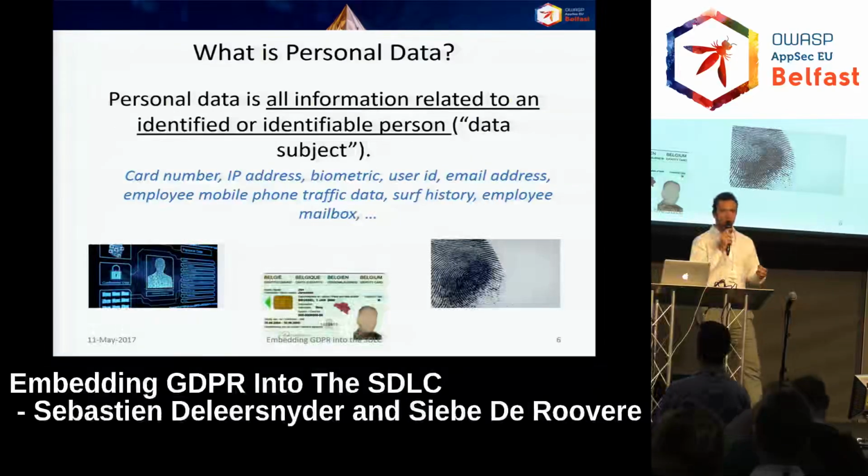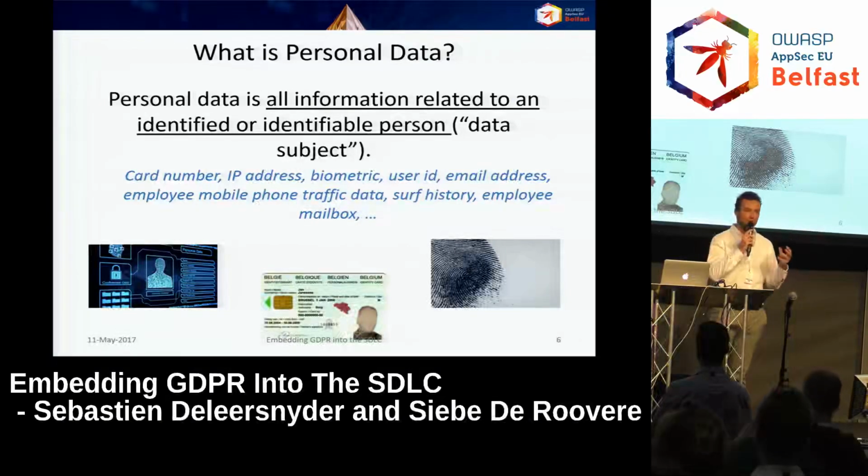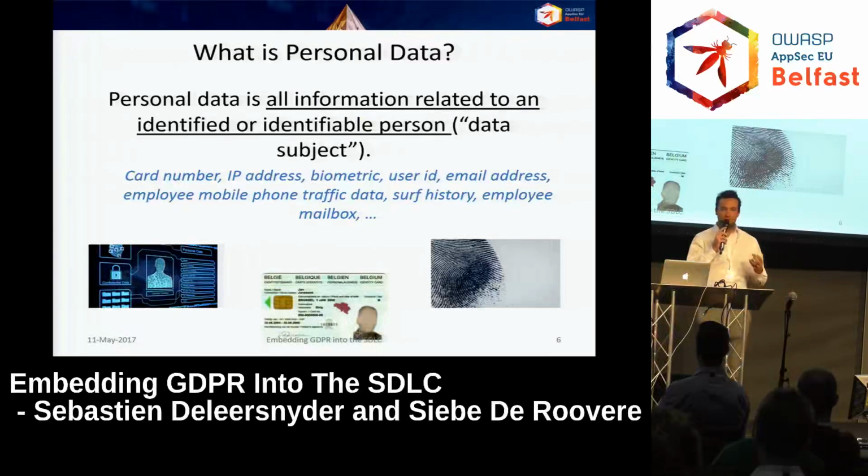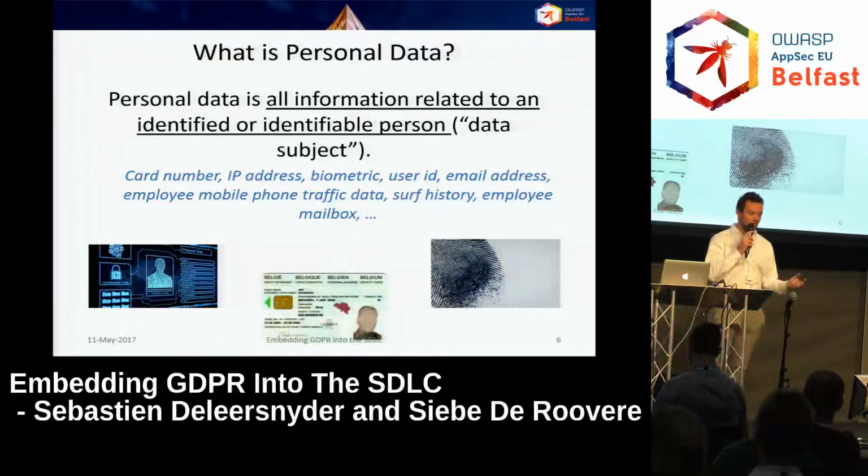What is personal data? We often see that most people have too narrow a definition of personal data. Most people think personal data is my name, my address, and some other data which is very easy to think of. But all data which is related to an identified or identifiable person is considered personal data, which means that a lot of IT data is also considered personal data and must be processed as defined by the law. It means that cookies, mailboxes, surf histories, credit card numbers, and IP addresses are all considered personal data and must be processed and protected well.